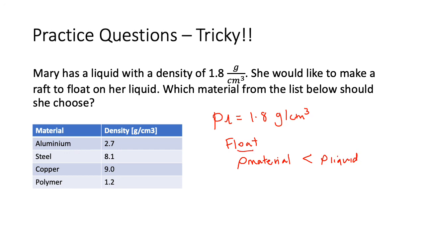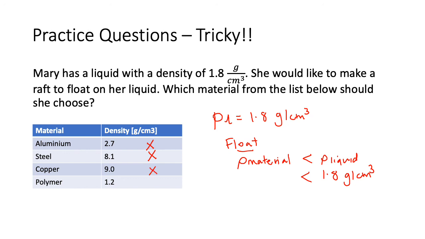So what we need to do is go through the table and we need to see which material has a density of less than 1.8 grams per cubic centimetre. So let's have a look at the table. Aluminium has a density of 2.7, so that is greater than 1.8, so we can't use aluminium. Steel has a density of 8.1 grams per cubic centimetre. This is also too much, and it won't float on the liquid. Copper has a density of 9, and that is also too high and it won't float on the liquid.